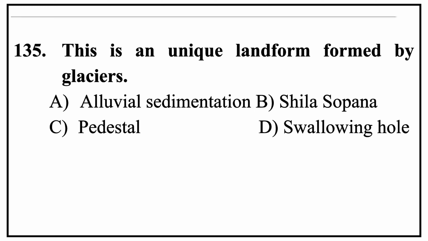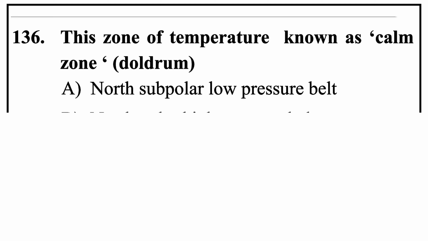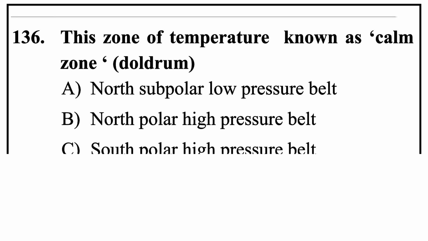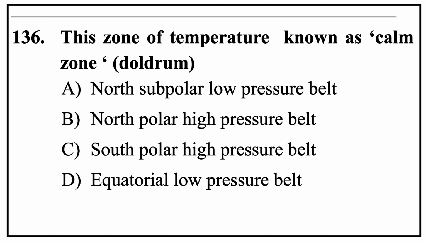136. This zone of temperature known as a calm zone, doldrum. Options are A. North subpolar low pressure belt, B. North polar high pressure belt, C. South polar high pressure belt, D. Equatorial low pressure belt. Here is the answer.